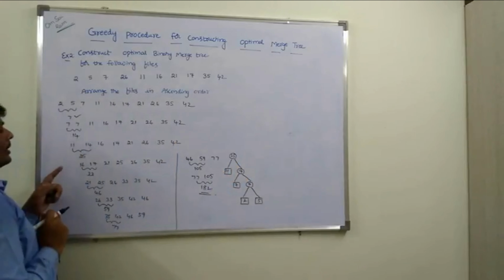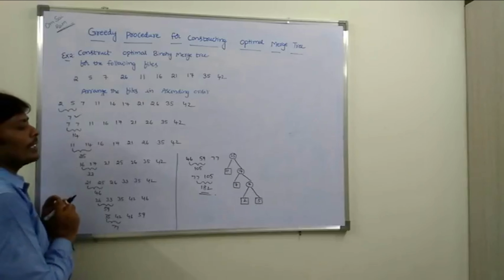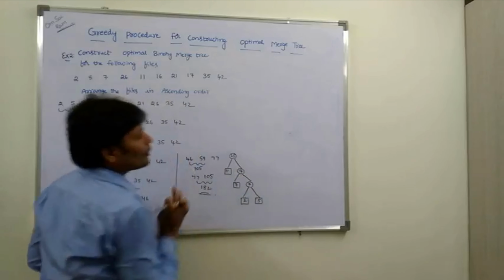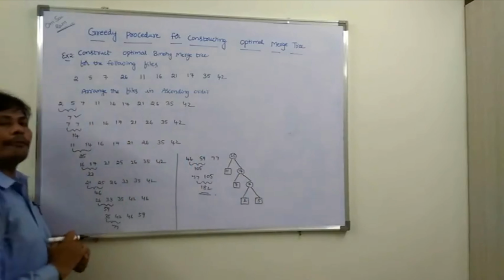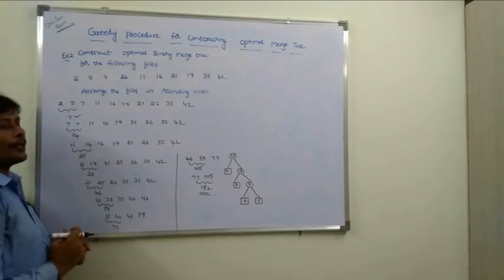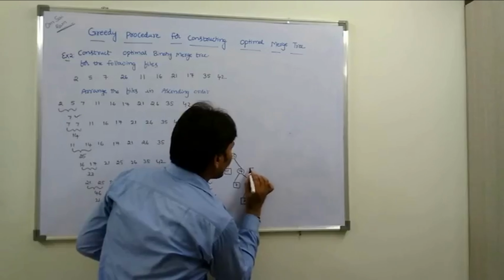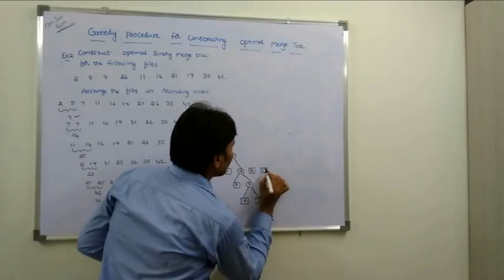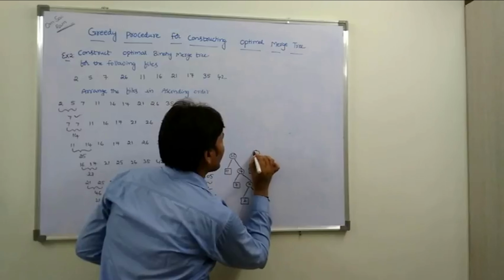Next we merge 16 and 17. We can write them on the right hand side of 14, or on the left hand side of 25; either way is fine. Now 16 and 17 are greater than 14. So we write this as 16 and this as 17. Then we merge them, and we get 33.